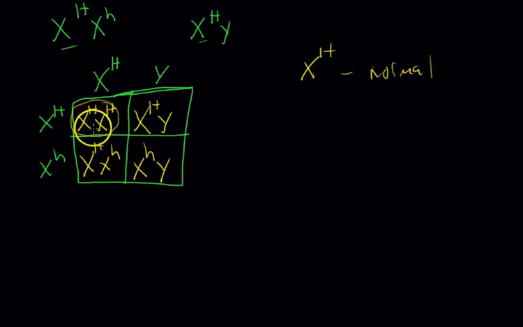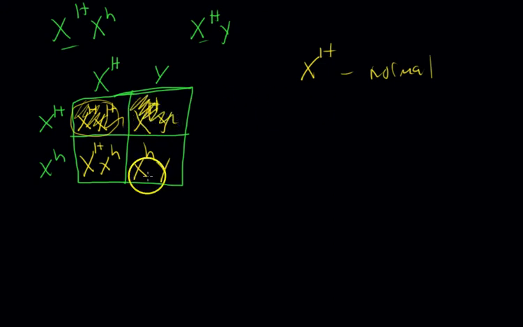So 2 X uppercase H's means it's a normal woman. So that's not what we're looking for. We're trying to look for something that has hemophilia, regardless of sex. So we can eliminate that. Let's go down here. X uppercase H, Y. That's going to be a male, right? But we have an X uppercase H, so no, right?